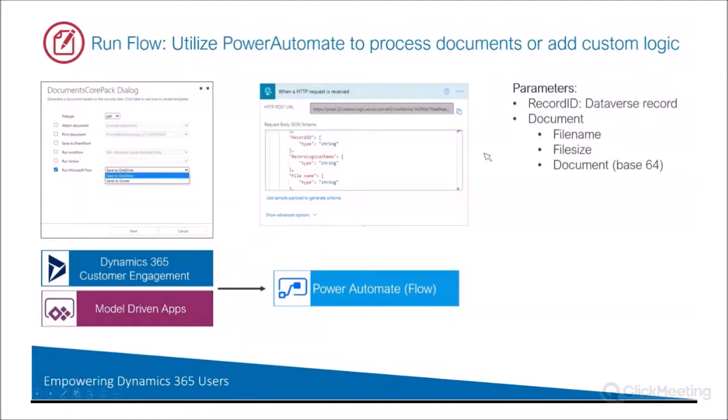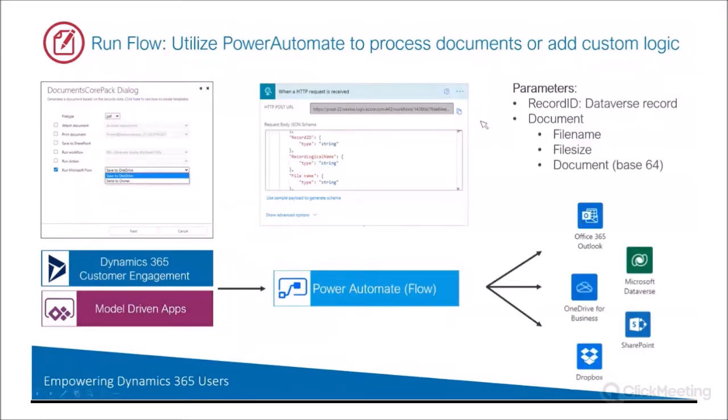The other things that we're pushing over are the document, the file name, the file size, and the document itself in base 64. So there's a little bit of a conversion that we have to do. Again, no worries. It's relatively simple and really quick to do. And we'll show that off in the demo.